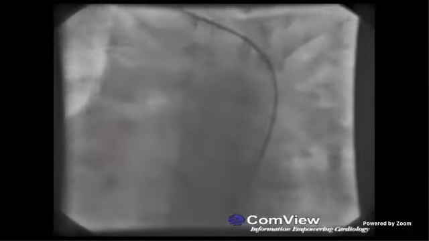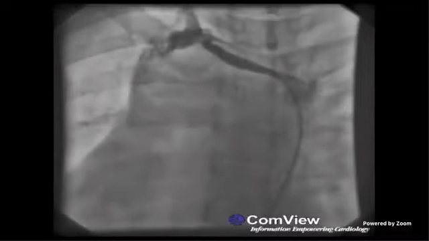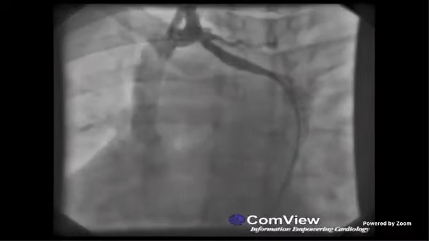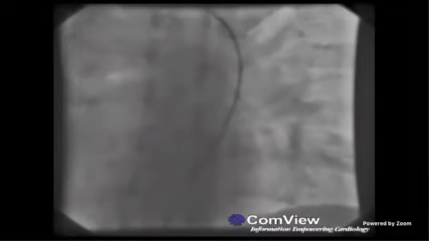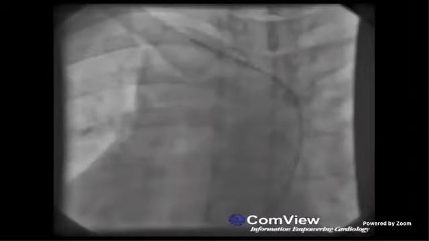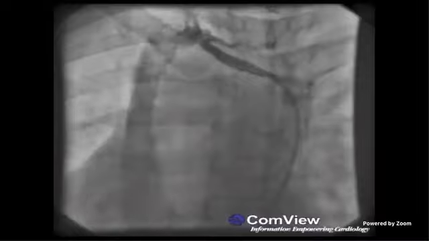Please explain to them. This anomaly could be suspected on echo, and sometimes you do a contrast echo to confirm its presence.